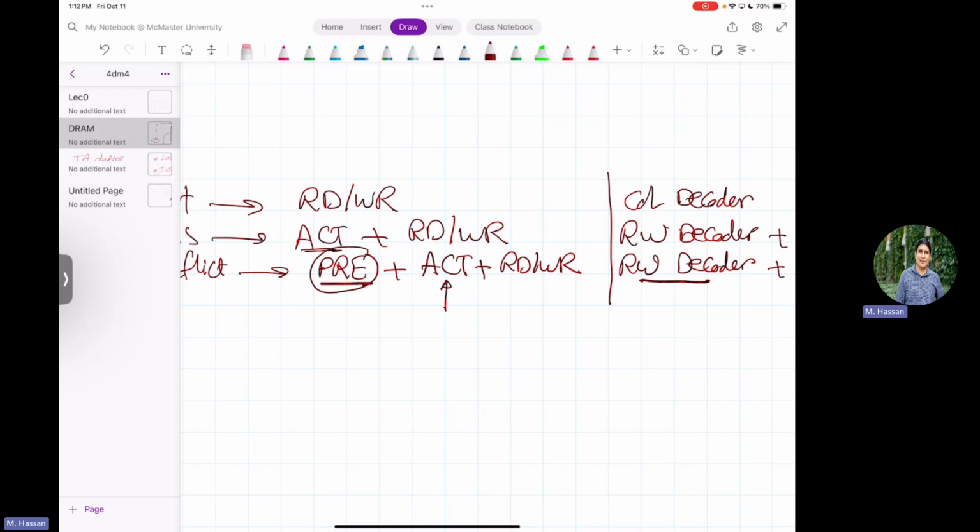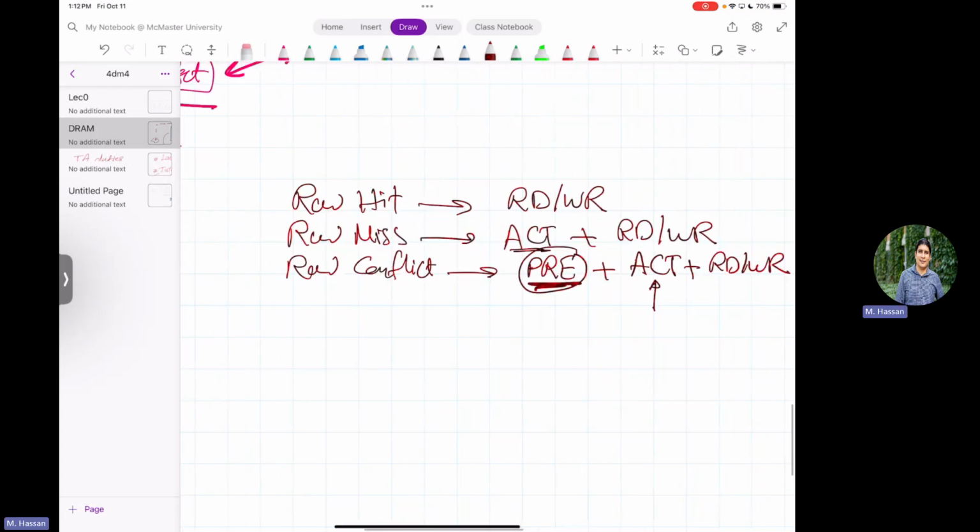This pre-charge simply doesn't need an address at all, because you're telling a bank, whatever you have in your row buffer at the moment, just write it back to your own DRAM cells. You only need to send the bank address. Good? Because you are not pointing to a particular row at the moment. The pre-charge operation is a bank operation because there is a single row buffer in every bank.